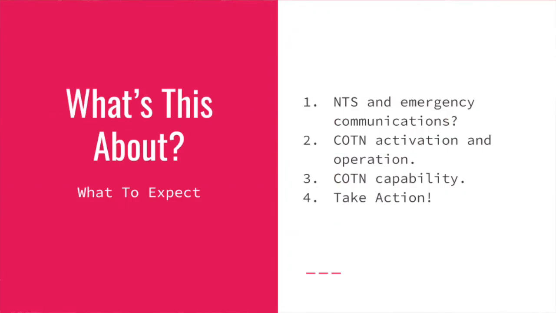We're going to talk about the national traffic system and the mechanisms for providing message relay. We're going to look at activation and operation of the Central Ohio Traffic Net. We're going to look at the capability that exists at the Central Ohio Traffic Net, and we're going to provide direction for emergency coordinators responsible for their counties to be able to take advantage of this capability.